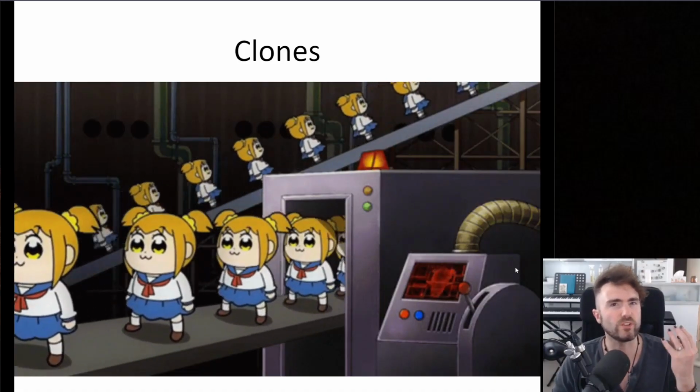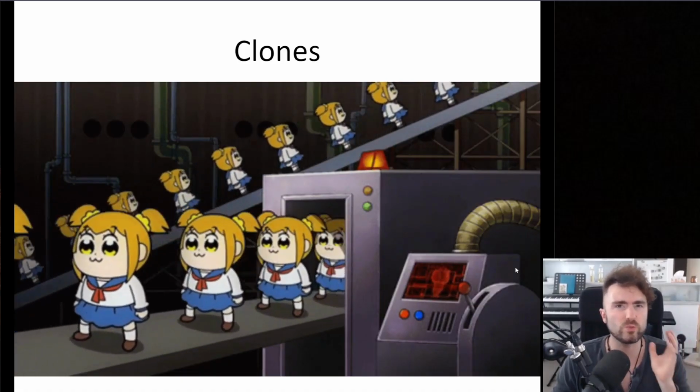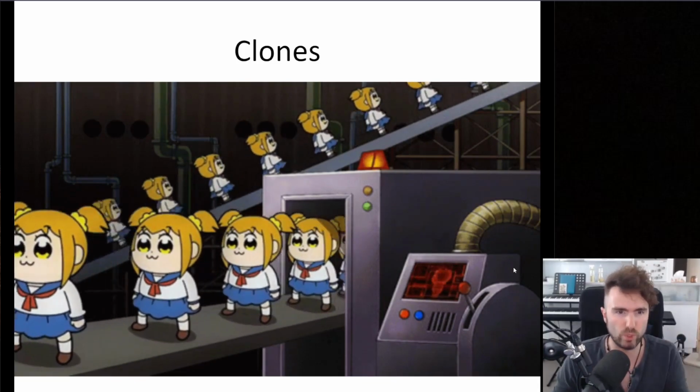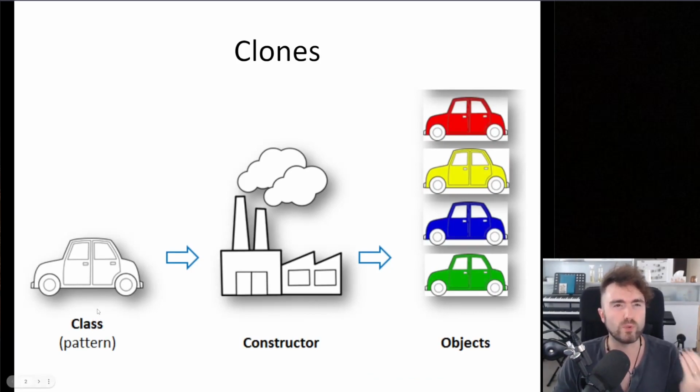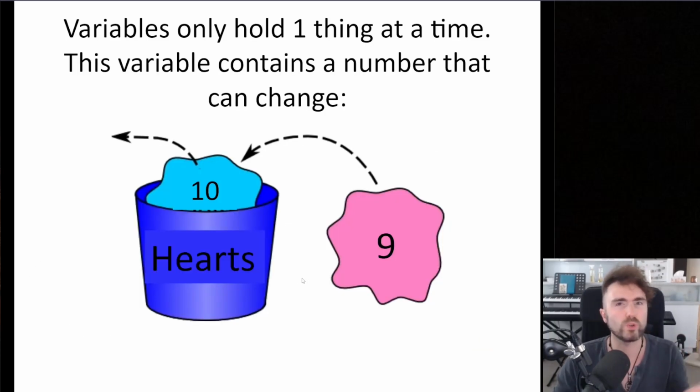Now, last time we learned about clones. Specifically, we used cloning to make copies of the bullet sprite. And if we remember, we had this diagram before. The class is the idea of what a bullet is. The constructor is the code that makes the clones or the copies of the bullets. And then all of the objects are the individual bullets. We also talked a little bit about how we could use clones to make different racers in a racing game as well. Now, we also learned about variables two sessions ago.